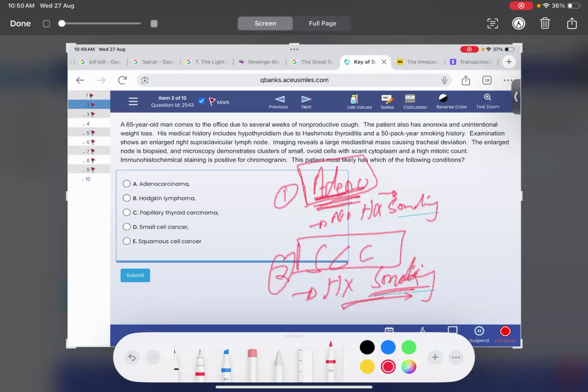So when it's adenocarcinoma, there won't be any smoking history related to that, right? Is there anything else that could lead us to a diagnosis of adenocarcinoma? The finding on the biopsy.